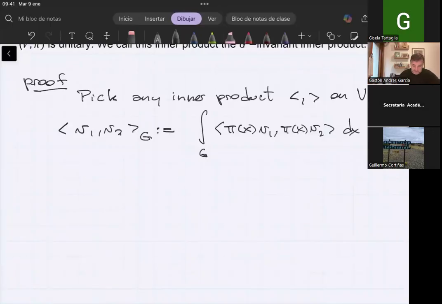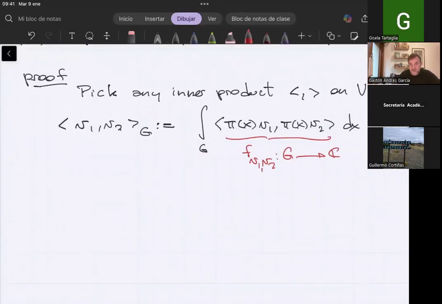So what we are doing here is we may consider this thing as a map defined by two elements, V1 and V2, of the vector space, that takes one element of the group and gives us a result, a complex number. Yes? Since the action is continuous and we are dealing with finite dimensional vector spaces, this function f is actually continuous. So we are integrating a continuous function. So by definition, this is the measure of this continuous function.